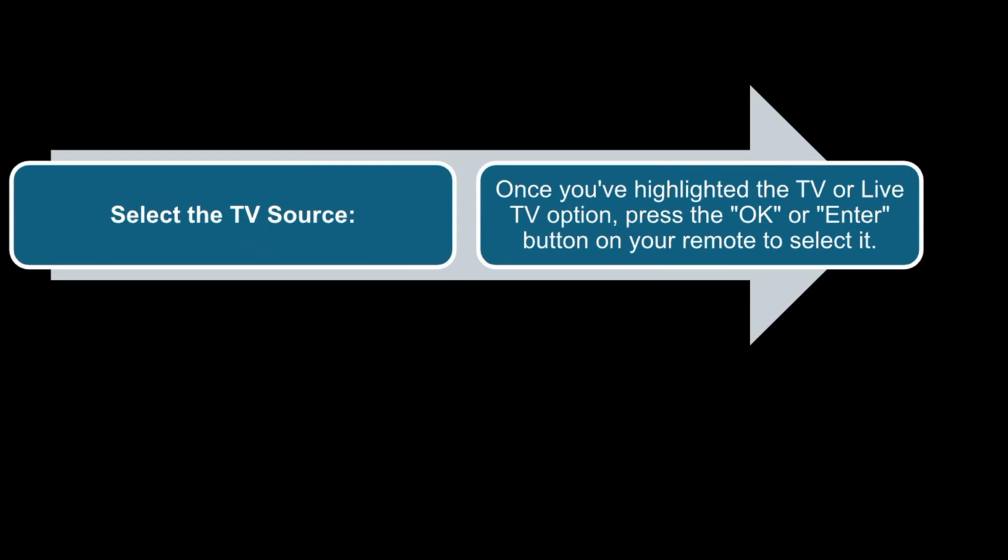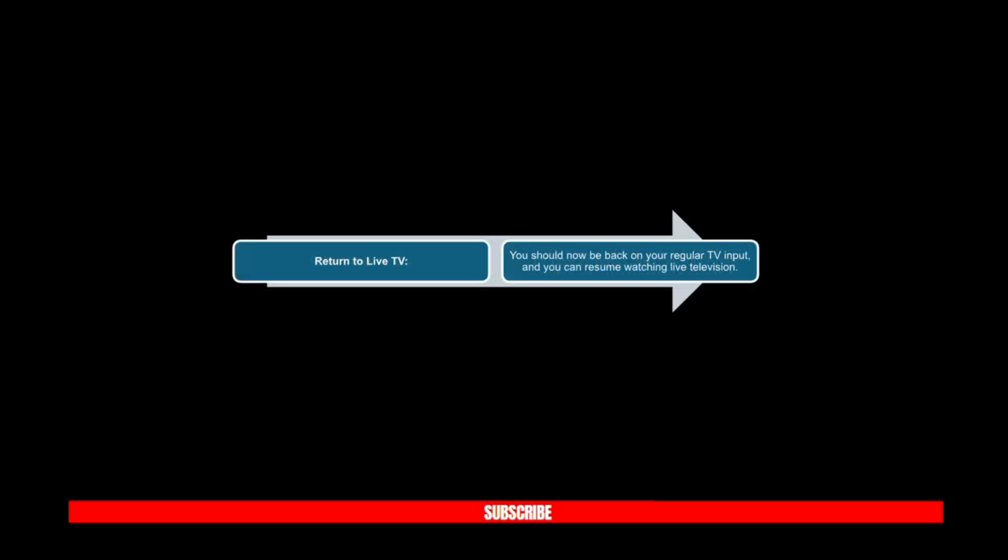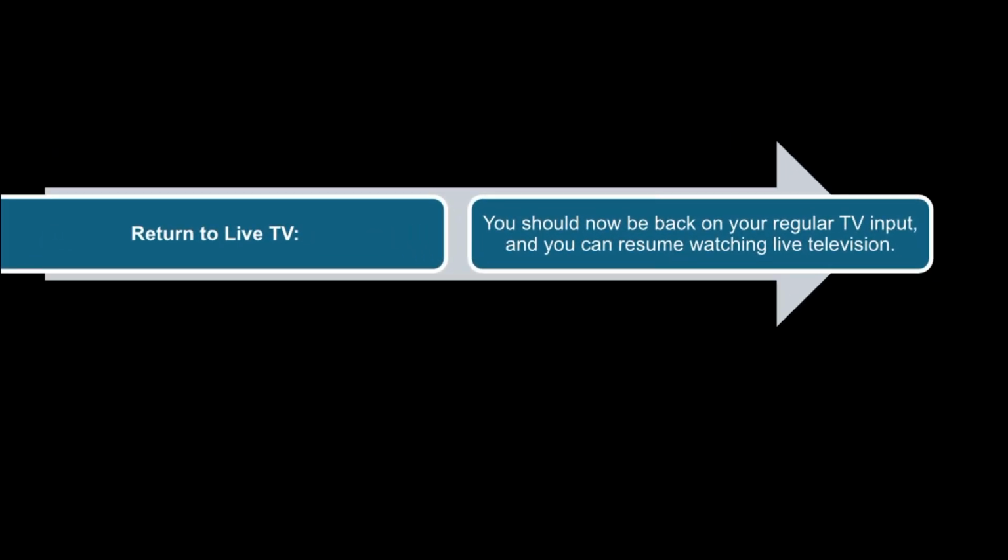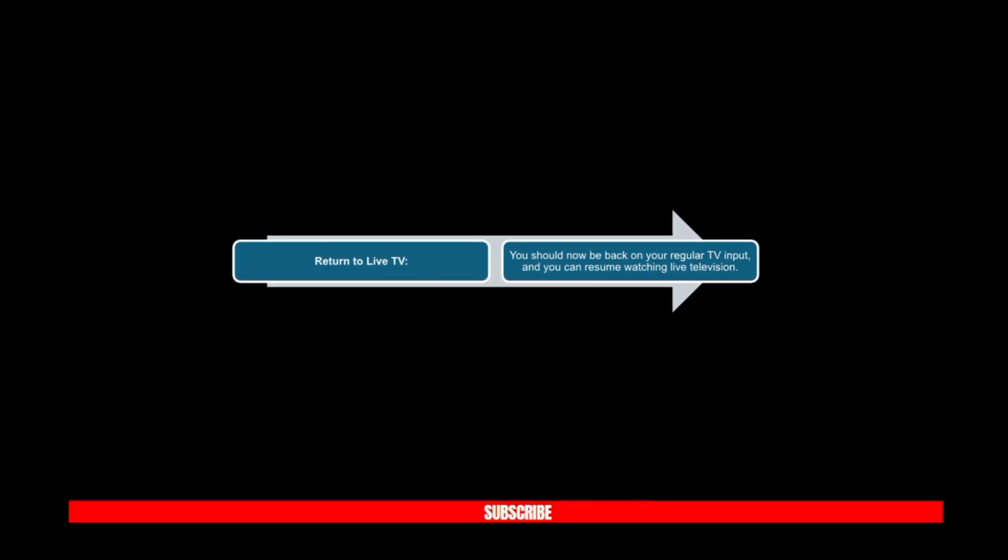Once you have highlighted the TV or Live TV option, press the OK or Enter button on your remote to select it. Return to Live TV. You should now be back on your regular TV input and you can resume watching live television.